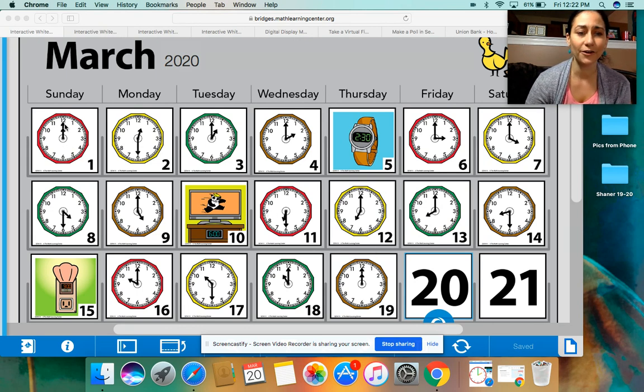So here on the first, it's showing 12 o'clock. The hour hand and the minute hand are both pointing to 12. When we move to the 2nd of March, you notice some time went by. The minute hand moved all the way down to the 6. And now that hour hand is between the 12 and the 1.